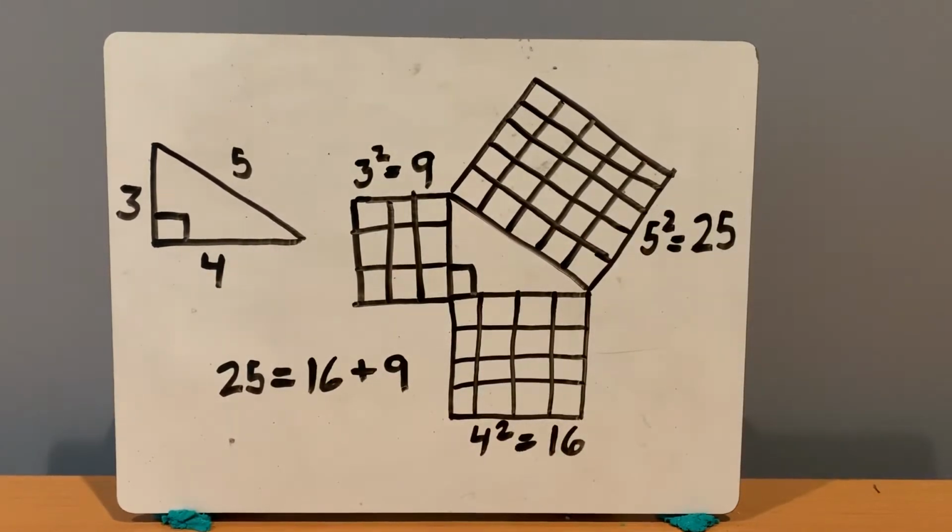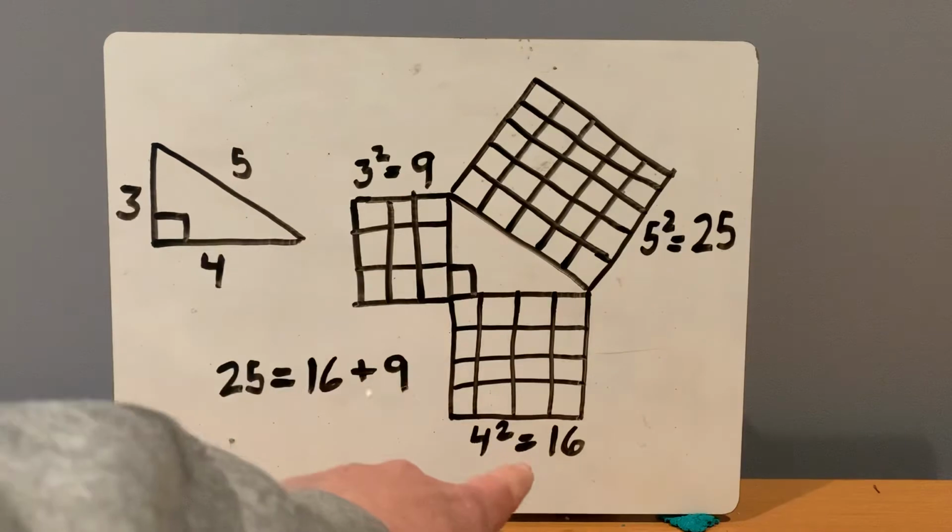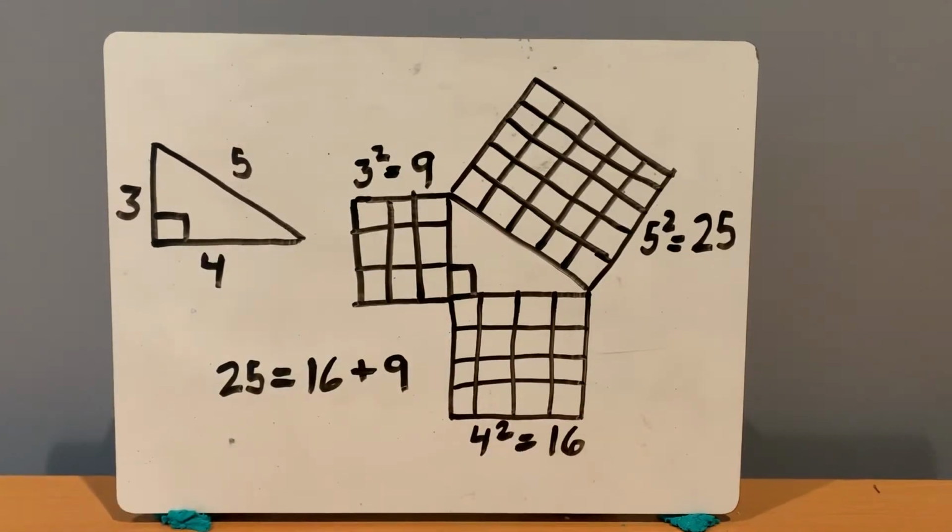The triangle on the left is a right triangle. On the right, we have drawn squares on the sides of the triangle. The areas of the squares drawn on the sides are 9 and 16 and 25. Now we notice that the area of the largest square equals the sum of the areas of the other two squares. So as you see, 25 equals 16 plus 9.